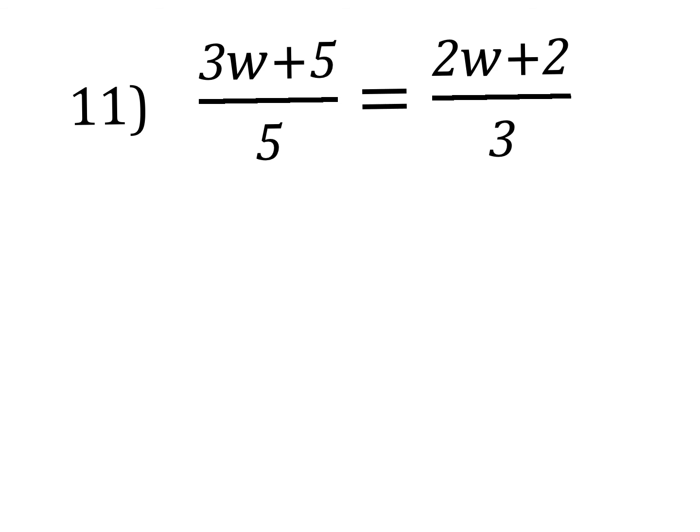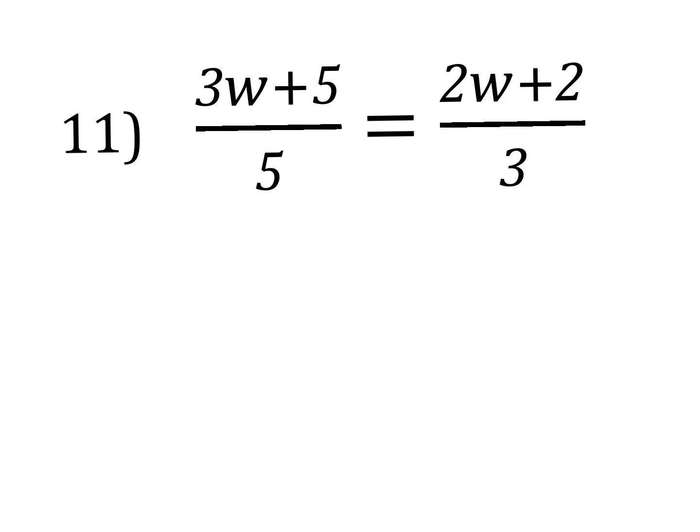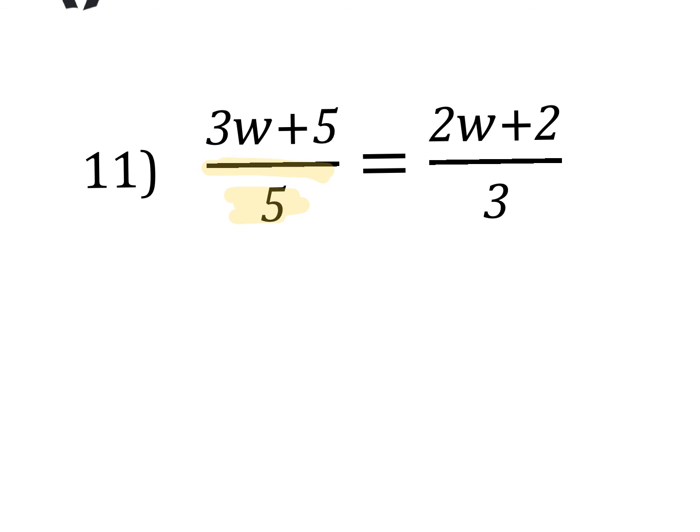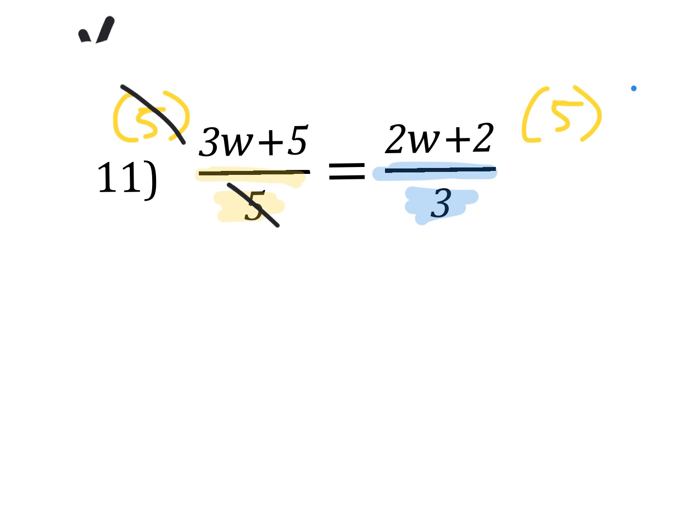Okay, so once again, number 11, this is a bonus question. So I've got a 5 that's in this denominator, which I'm going to cancel out by multiplying by 5. And of course, if I multiply that side by 5, I have to multiply the other side by 5. So that will cancel. Then I also have dividing by 3 that I need to cancel out. So I'm going to multiply by 3 on both sides. Those are going to cancel each other out.